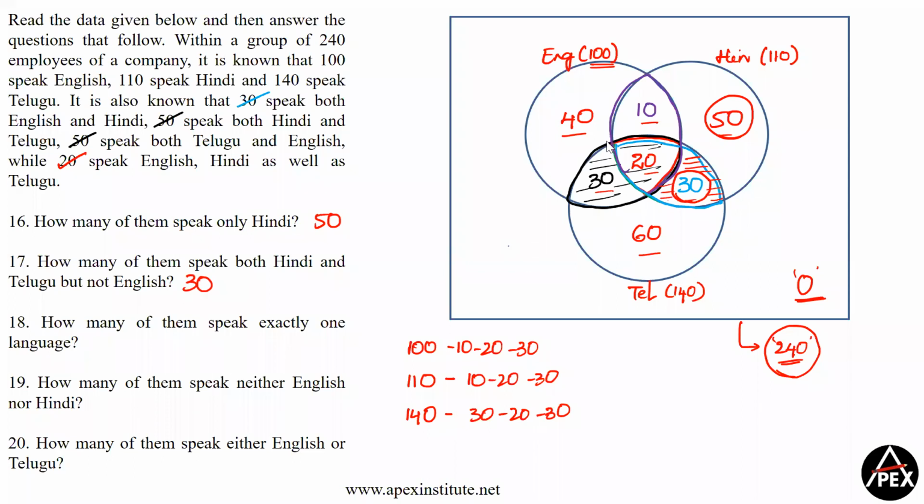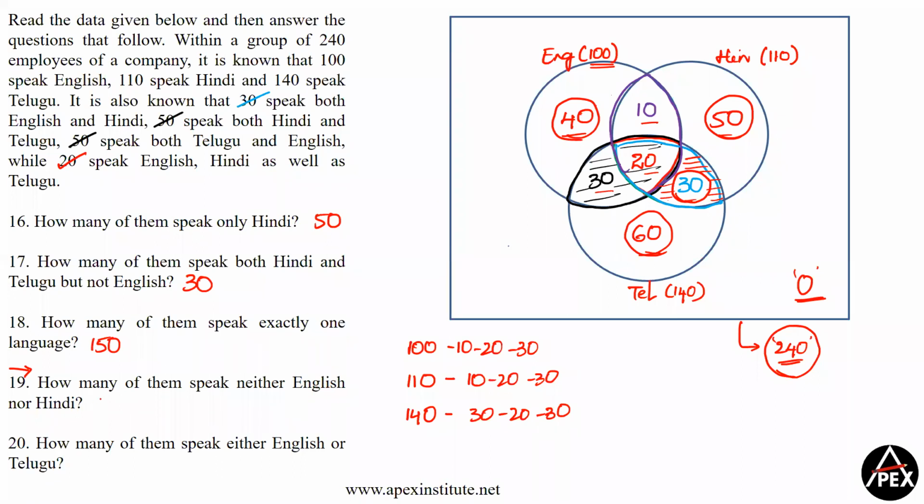How many of them speak exactly one language? So you have 40 only English, 50 only Hindi, and 60 only Telugu. So in total you have 150 employees who speak only one language. Either it can be Hindi, English. So what is the answer for this? 150. Okay, excellent.